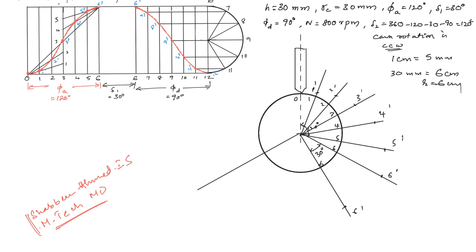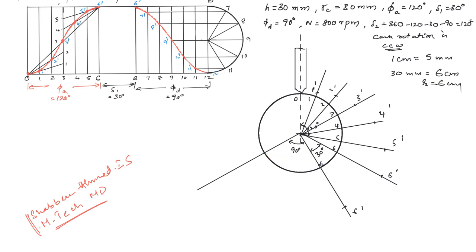So this is an angle of 90 degrees. Now the angle of descent has also been divided into 6 parts here. See, we have divided the angle of descent into 6 parts. So this angle 90 degrees is the descent of the follower. So this is 90 degrees. So this sector also must be divided into 6 equal parts.